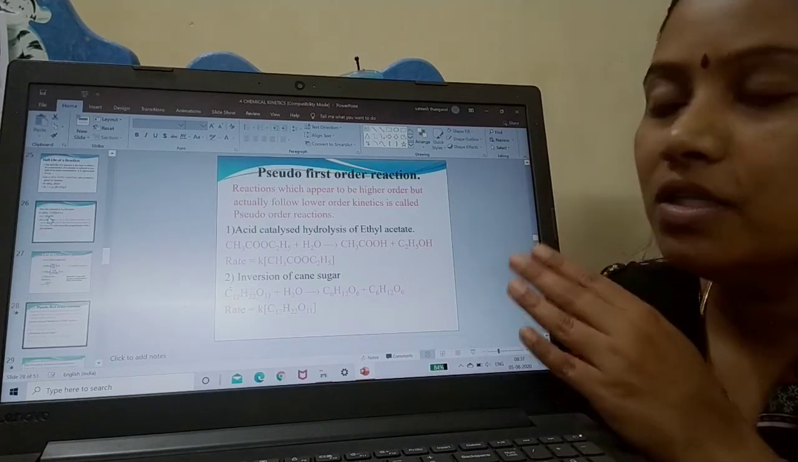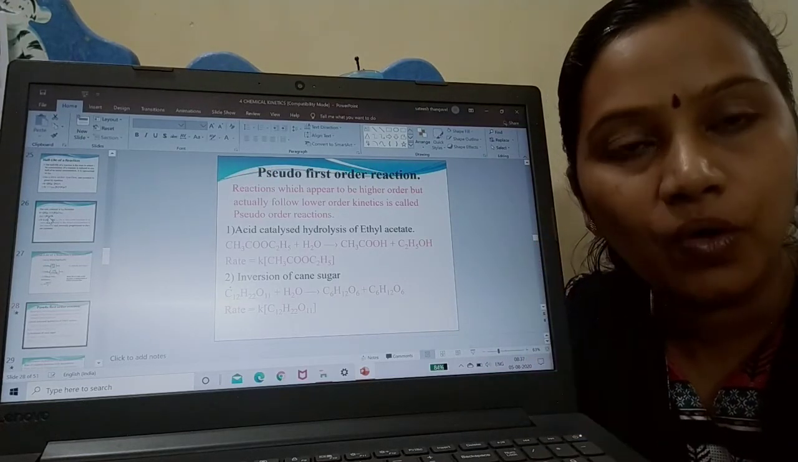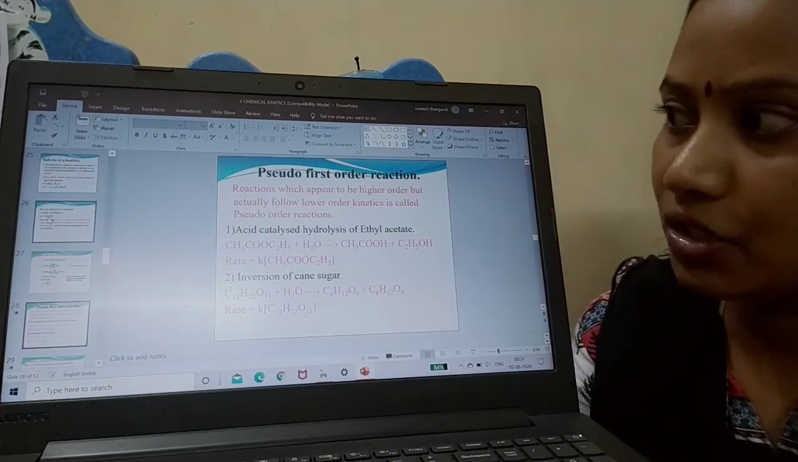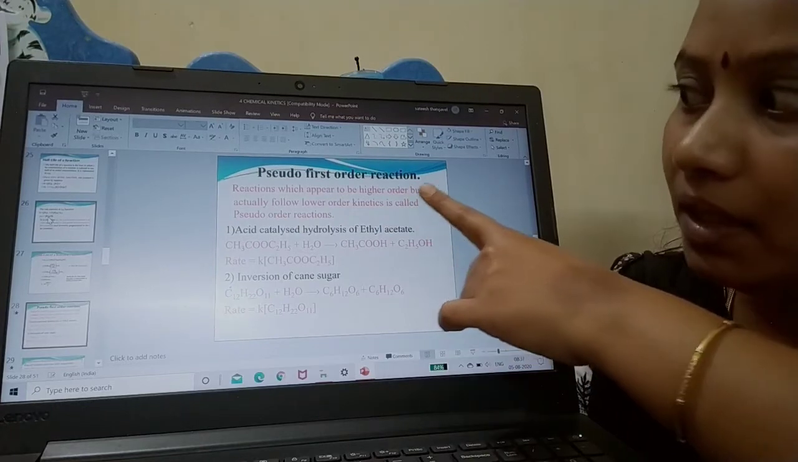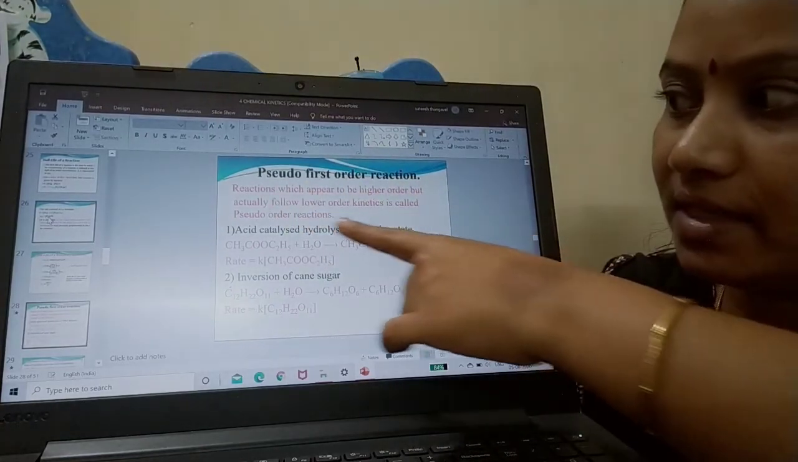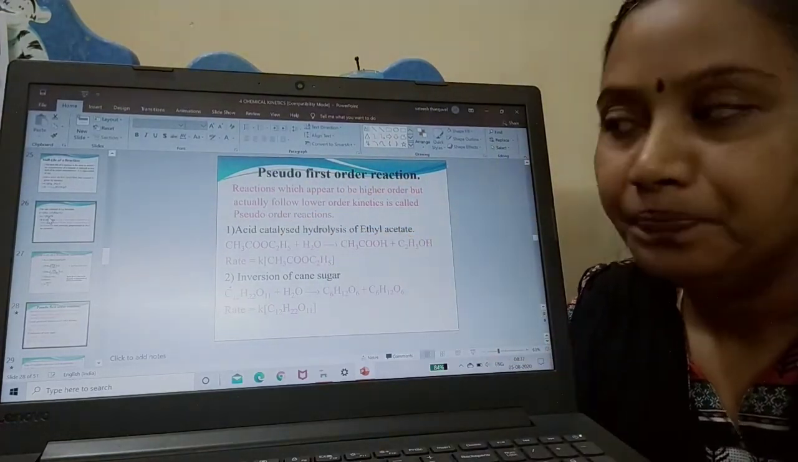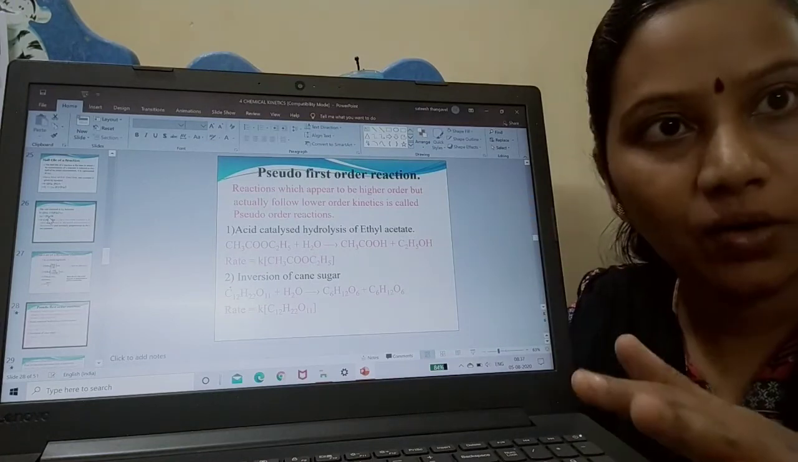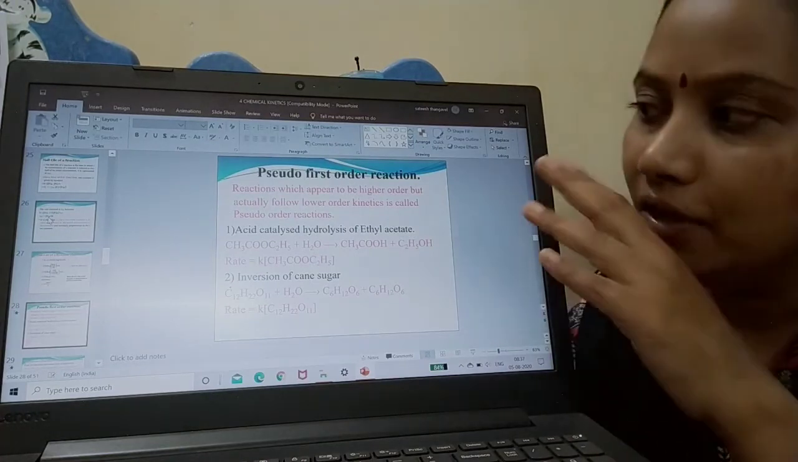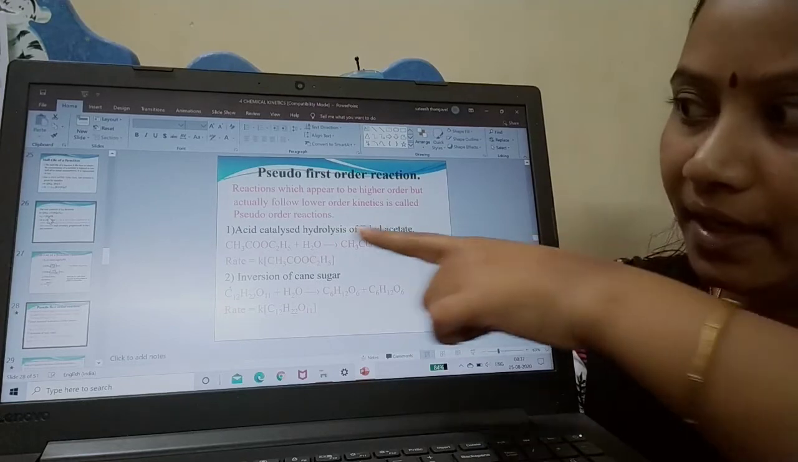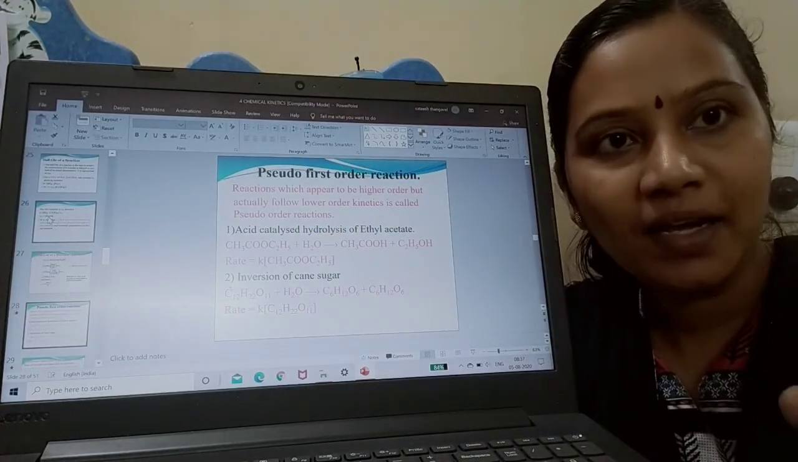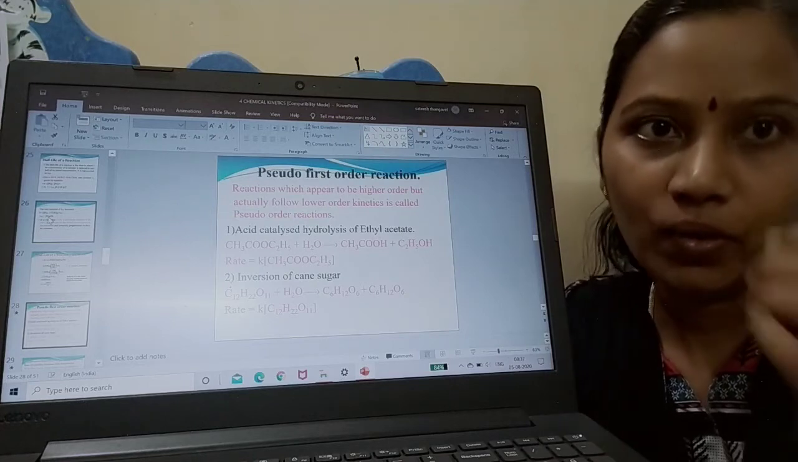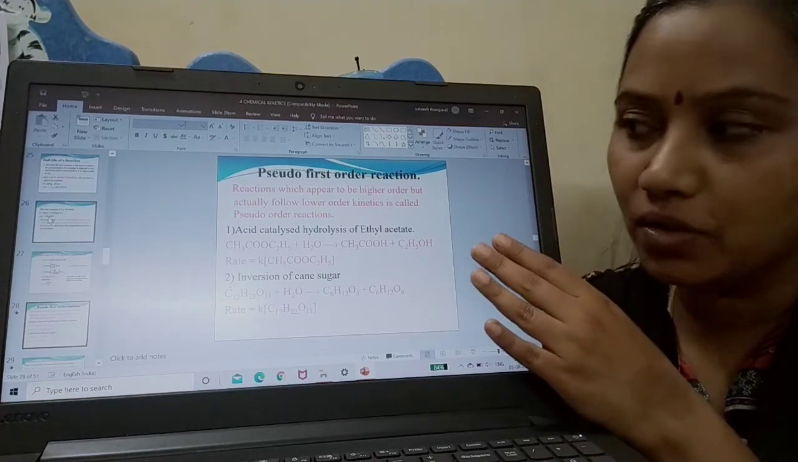Now, what is a pseudo first order reaction? A reaction which appears to be of higher order but follows lower order kinetics is called a pseudo order reaction. Pseudo means false, right? So they appear to be of higher order, but they generally follow lower order kinetics. This is called a pseudo first order reaction.